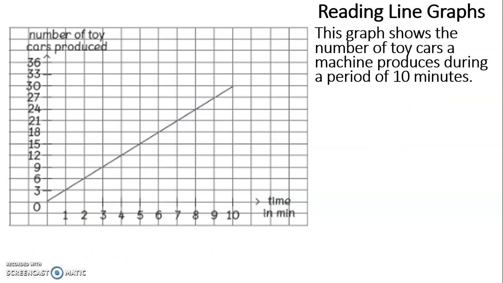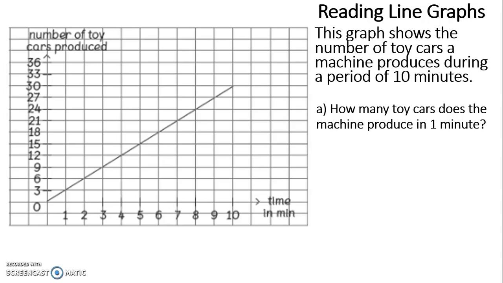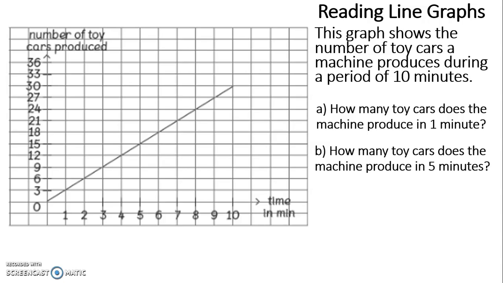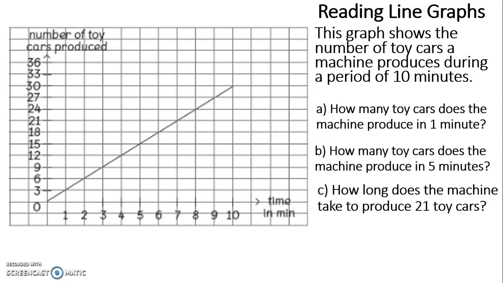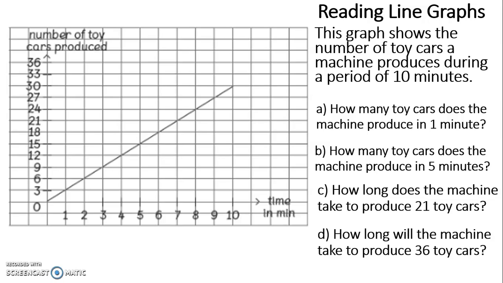Here's another line graph. This graph shows the number of toy cars a machine produces during a period of 10 minutes. A. How many toy cars does the machine produce in 1 minute? B. How many toy cars does the machine produce in 5 minutes? C. How long does the machine take to produce 21 toy cars? D. How long will the machine take to produce 36 toy cars? Pause now if you'd like to solve yourself.